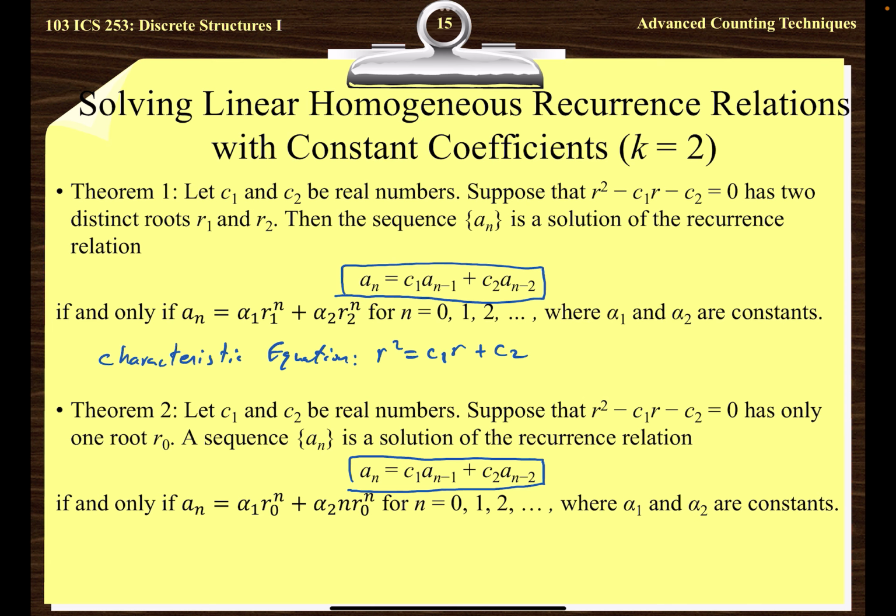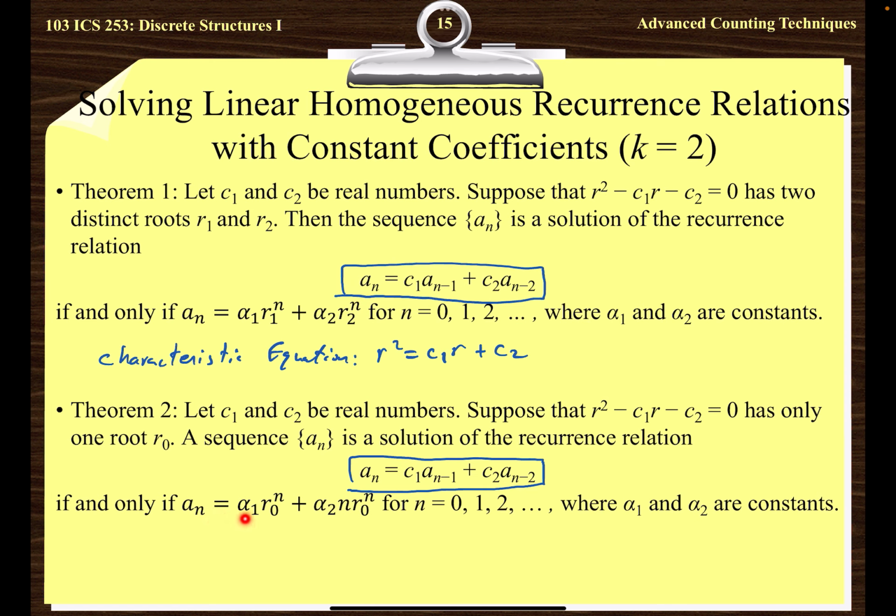And what is the second case? Well, the second case is that the roots are multiple, meaning it's one root repeated. In that case, what will be the solution?